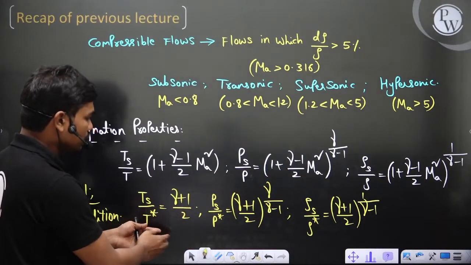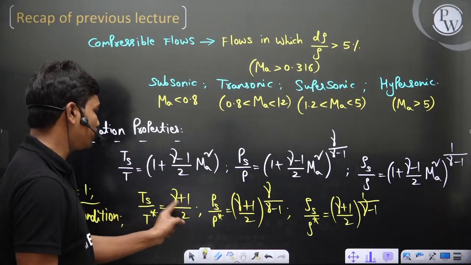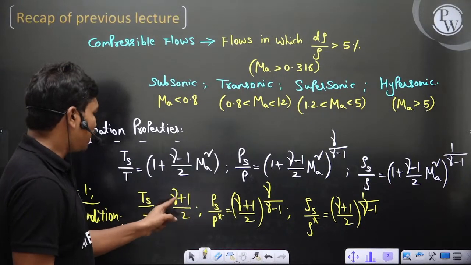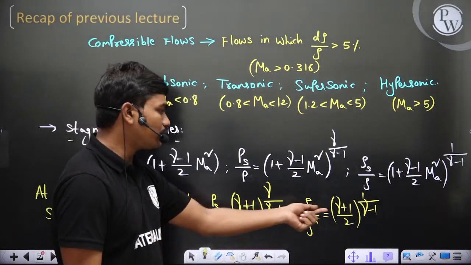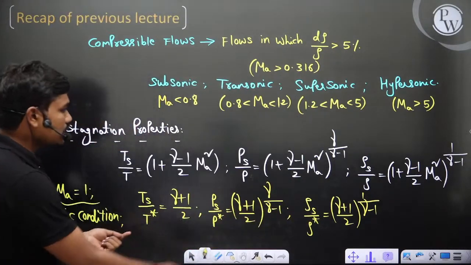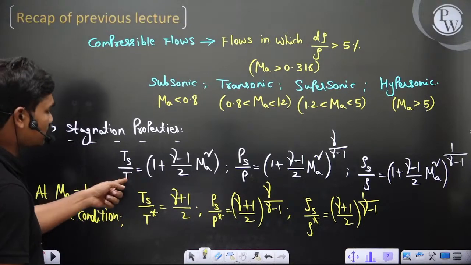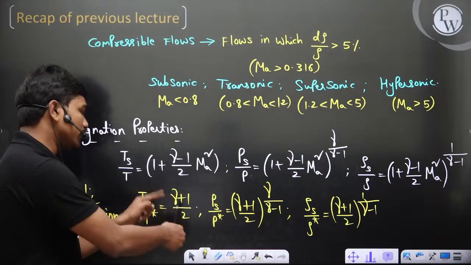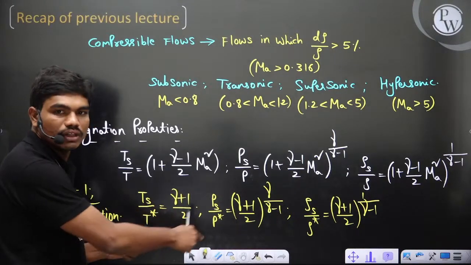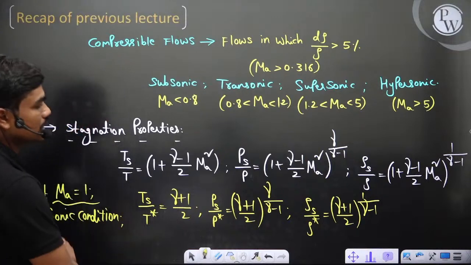Gamma plus 1 by 2 is 2.4 by 2, which is 1.2, and the reciprocal is 0.833. We got certain numerical values. Is this clear to all of you? These are the conditions. For temperature, putting Mach equal to 1 gives gamma plus 1 by 2, so 1 by 1.2 is the reciprocal we used: T star by Ts, P star by Ps, rho star by rho s. We have seen all these conditions.